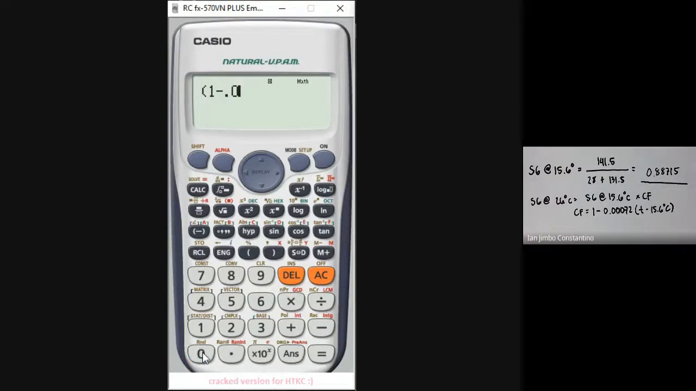Now, for the correction factor and then the SG at 26 degrees Celsius, we can input 1 minus 0.00072 multiplied by 26 minus 15.6, which is the standard temperature. And then we multiply that with your stored value at A, which is the SG at 15.6 degrees Celsius. Now you will arrive with the standard specific gravity at 26 degrees Celsius, which is 0.8792923. So, anyone who got the correct answer?